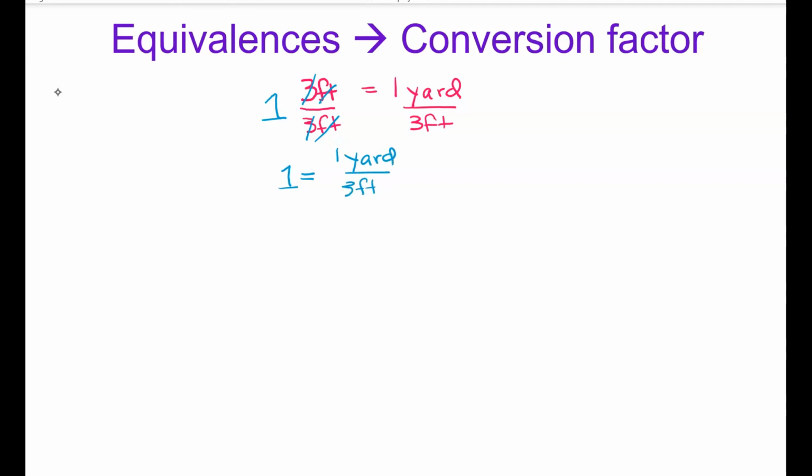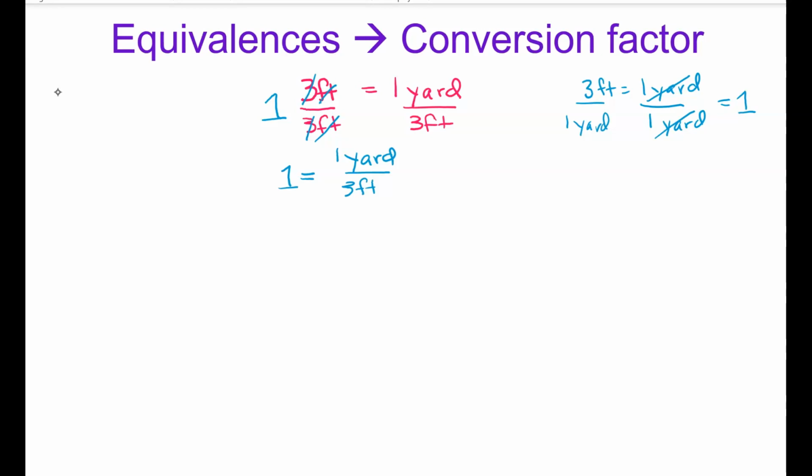If I had instead chosen to divide both sides by 1 yard, I would wind up with the yards canceling. So 3 feet equals 1 yard, my equivalence. And now this time I'm going to divide by 1 yard on both sides. And I can do this because if I have two things that are equal to each other and I treat both sides of the equation the same way, then I haven't changed my equivalence. So the 1 yards cancel, and 3 feet divided by 1 yard is equal to 1.